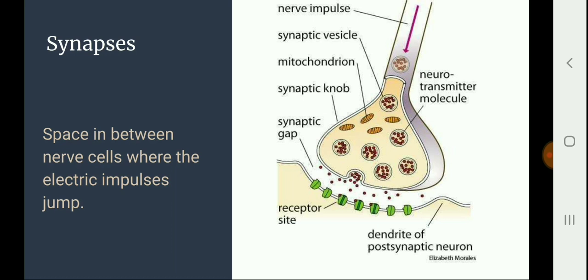Maybe not exactly, we wouldn't necessarily see a spark, but those electric signals are going to flow a lot more quickly through those nerve cells into each other, and eventually onto a specialized cell designed to receive those. So this could be like your muscles. So the synapses, all you need to know about that is a space between nerve cells where the electric impulses jump.